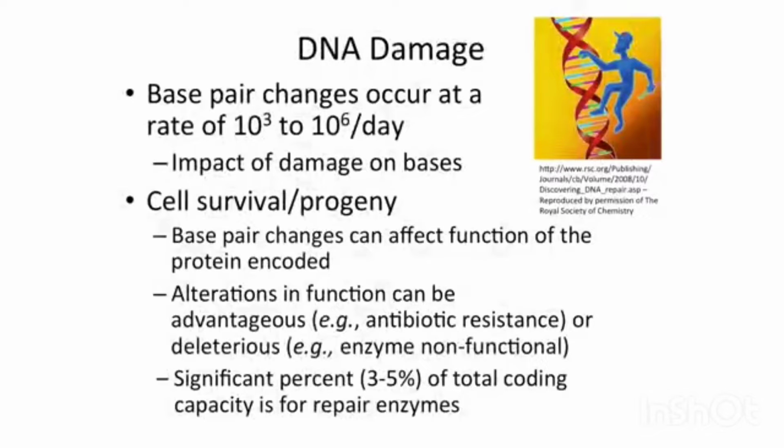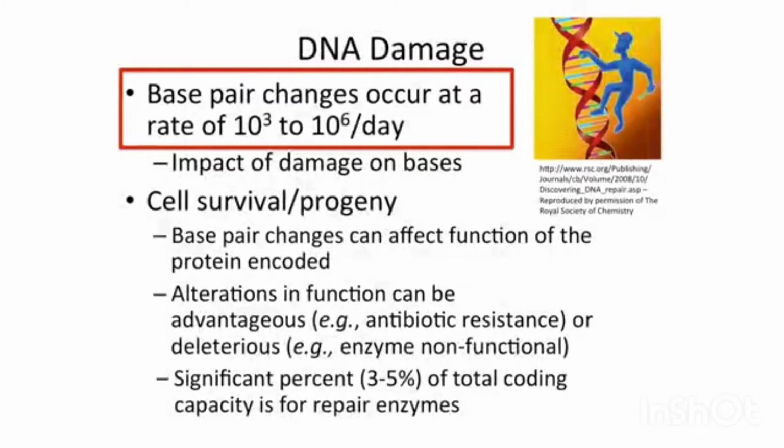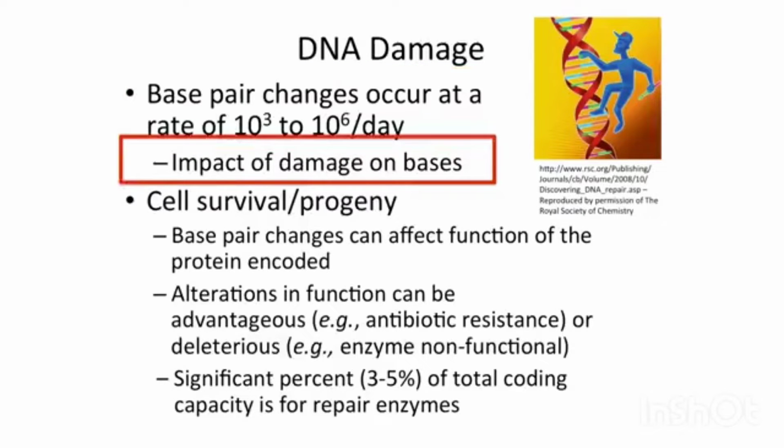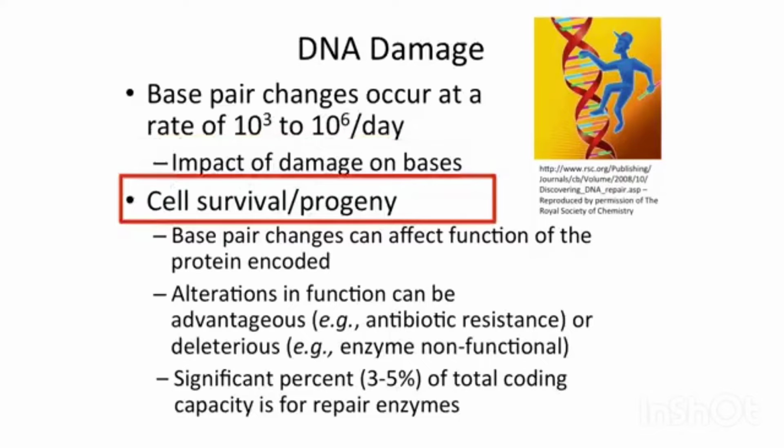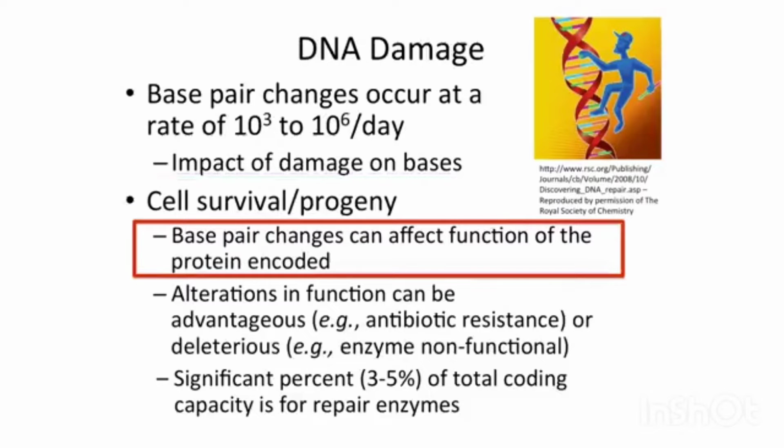DNA damage occurs at a tremendous rate every day. 10 to the third to 10 to the sixth base pair changes occur. The largest impact is on base structure. However, you can get breaks between bases, double-stranded breaks of the DNA, a variety of modifications that impact the function of bases. As a consequence, cell survival depends on being able to repair the DNA, because any change in base pair can affect the function of the protein that's encoded by a segment of DNA.